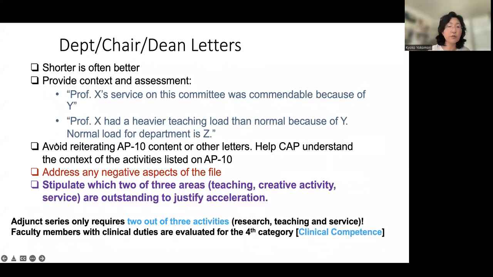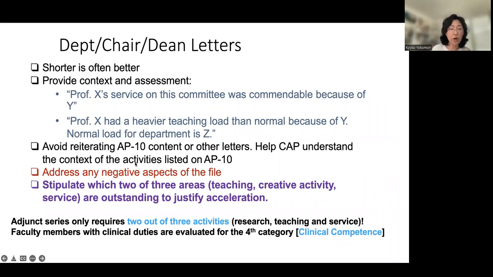Okay, and then department chair and dean's letters. Shorter is often better, and they should be really analytical. Instead of saying, oh, this person did a lot of service work, you should say this person did heavier service work than the average in the department, and so on. Just put it in context.